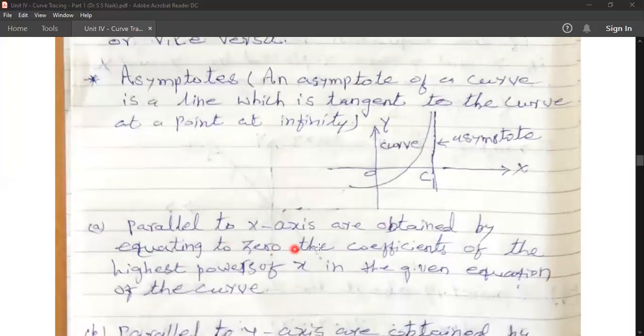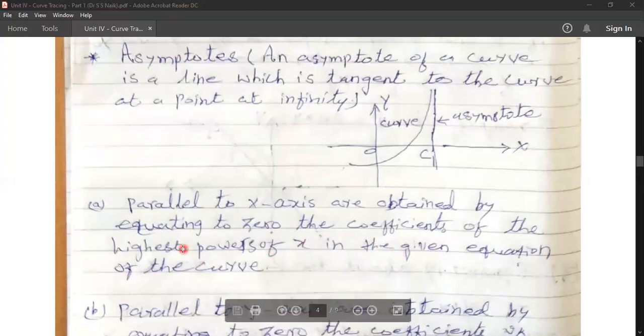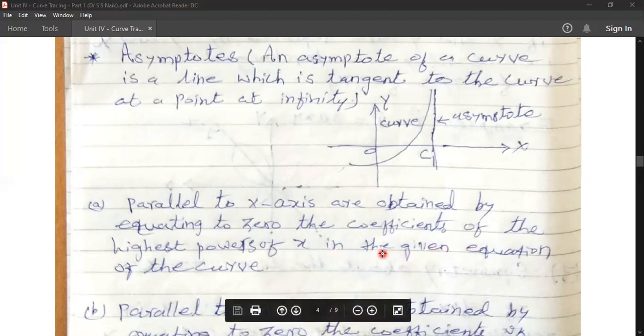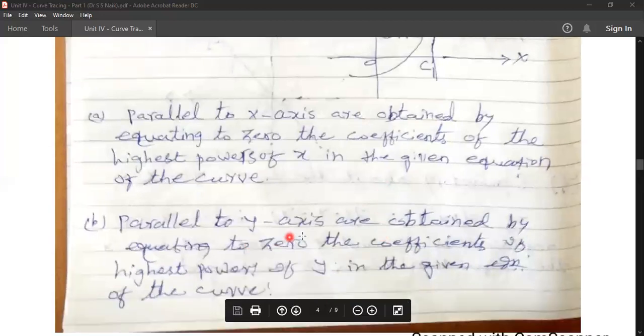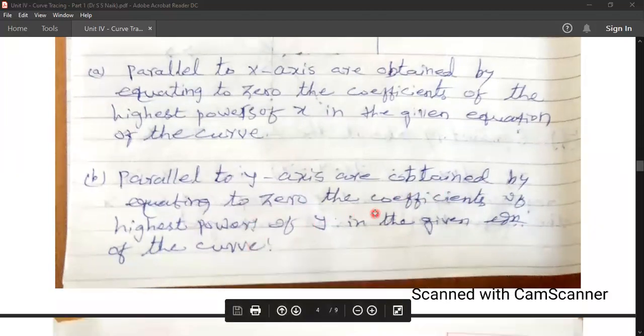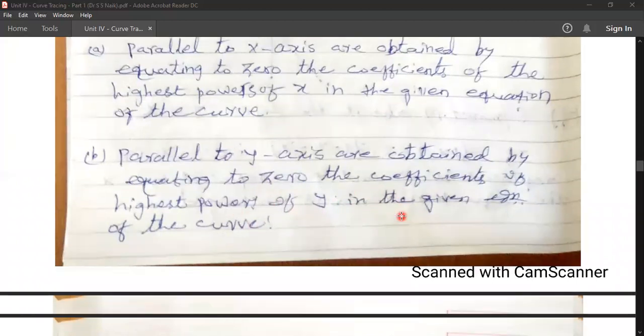Asymptotes parallel to the x-axis are obtained by equating to 0 the coefficient of the highest power of x in the given equation of the curve. Asymptotes parallel to the y-axis are obtained by equating to 0 the coefficient of the highest power of y in the given equation of the curve.